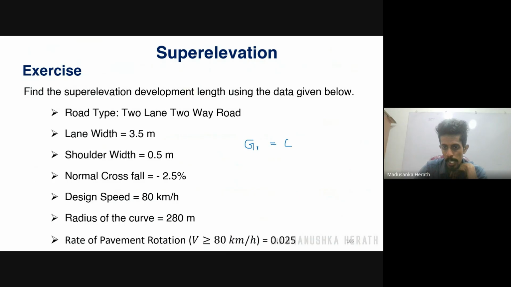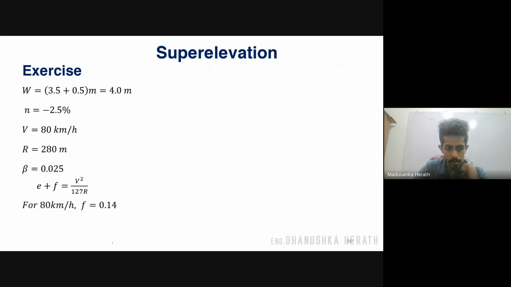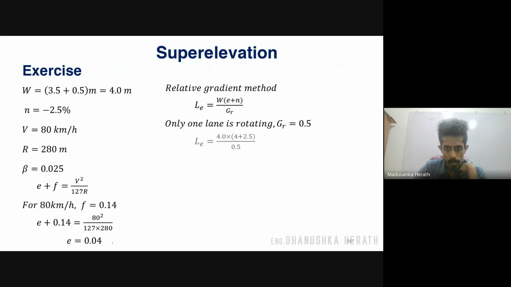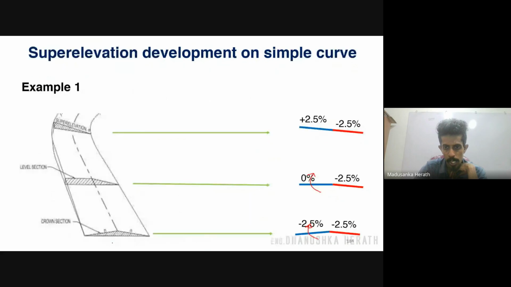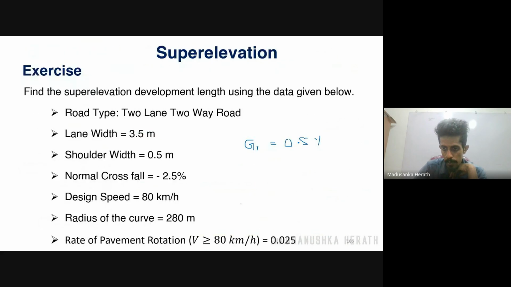Right. Now you can take 3 minutes and start the calculation. You can start. So this is 0.5%, right? So now you can start the calculation. I will give you 3 minutes.